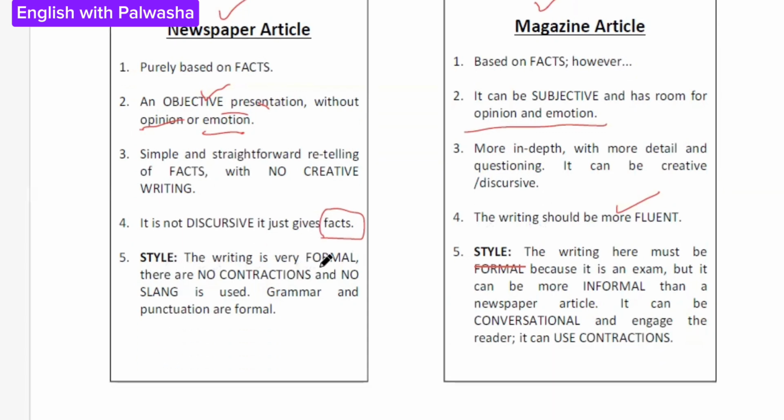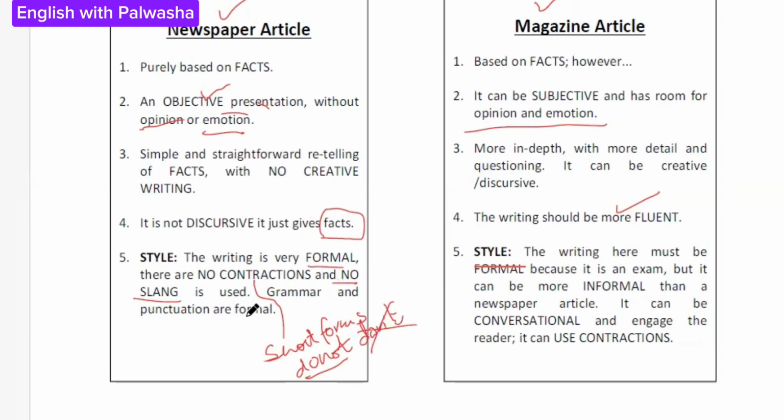The writing is very formal, as I told you. There are no contractions, okay? No don't. Contractions are the short forms, okay? No short forms. You have to write everything in full, like we write do not. So we have to write do not. We're not going to follow contractions or any short form of it. This is not allowed. And no slang is used. You are not allowed to use any slang word or slang language.